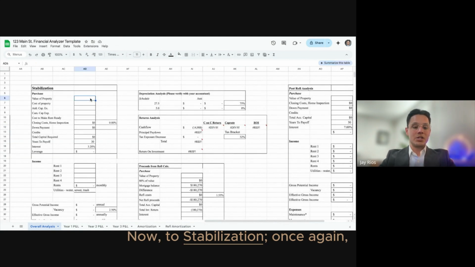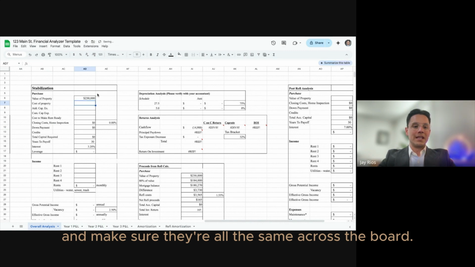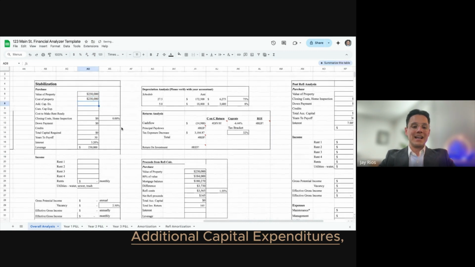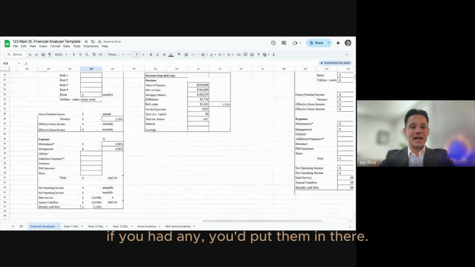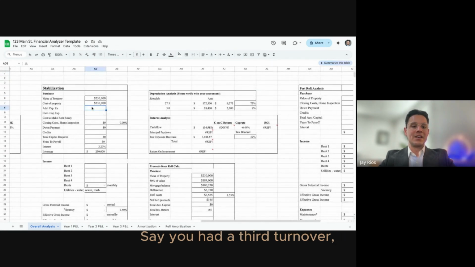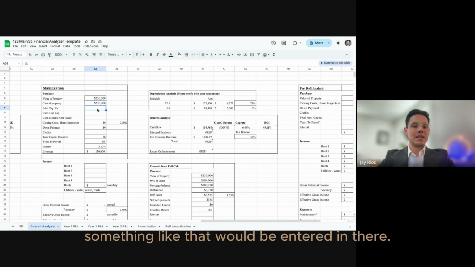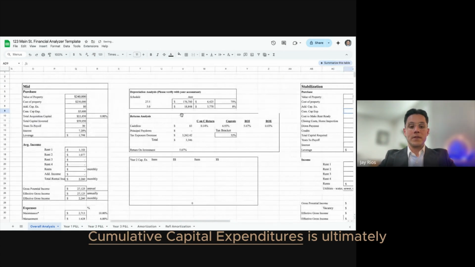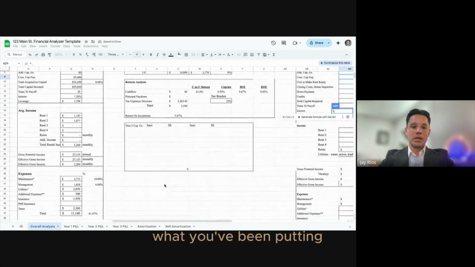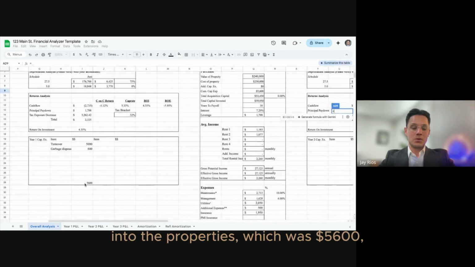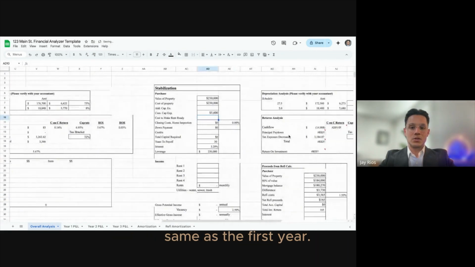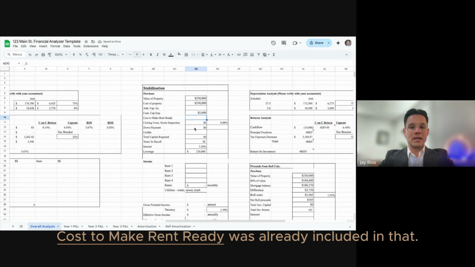Now to stabilization. Once again, we put in our numbers here and make sure they're all the same across the board. Additional capital expenditures, if you had any, you'd put them in there. Say you had a third turnover, or you had to replace the AC unit. Something like that would be entered in there. Cumulative capital expenditures is ultimately what you've been putting into the properties, which was $5,600, same as the first year. Cost to make rent ready was already included in that.